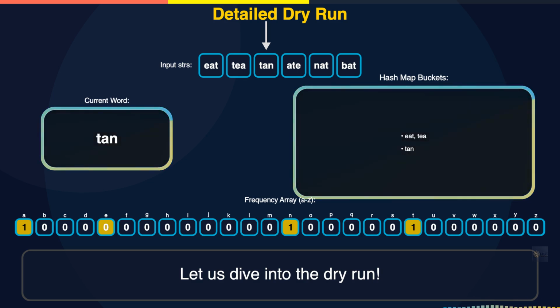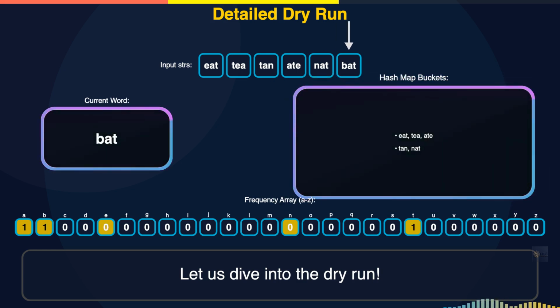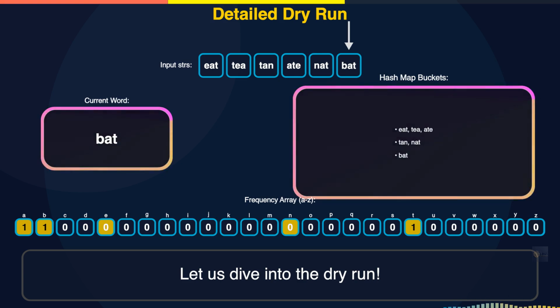We continue this for ate, nat, and bat. Ate matches the first bucket. Nat matches the second, and bat creates a brand new third bucket. Finally, we simply return all the values from our map as our grouped anagrams.